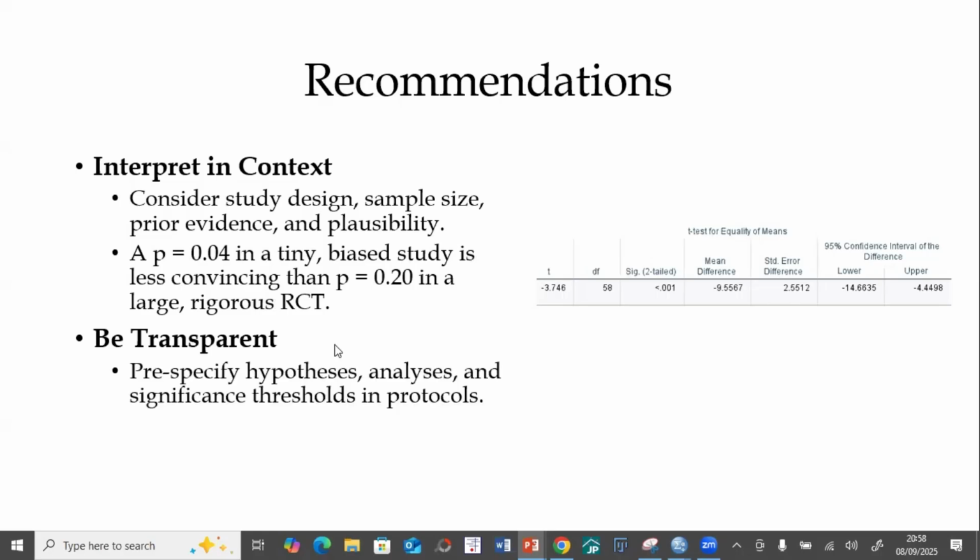Be transparent. Transparency means that at the point of coming up with a study, define and specify things appropriately. Define your research question. State and specify your hypothesis. Specify your plan for analysis. Specify your significance threshold so that at the end of it all, it becomes something that was set before the study is conducted and not an afterthought.